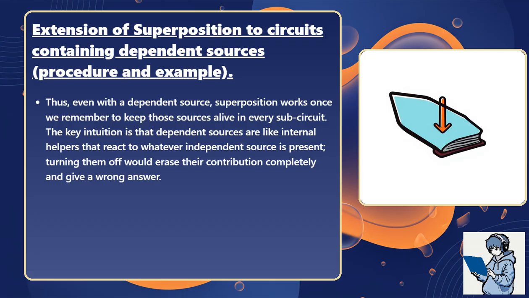Thus, even with a dependent source, superposition works once we remember to keep those sources alive in every subcircuit. The key intuition is that dependent sources are like internal helpers that react to whatever independent source is present. Turning them off would erase their contribution completely and give a wrong answer.